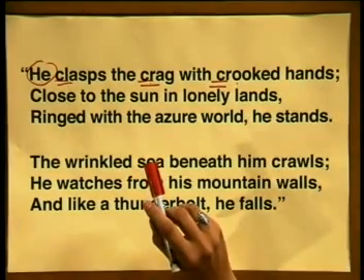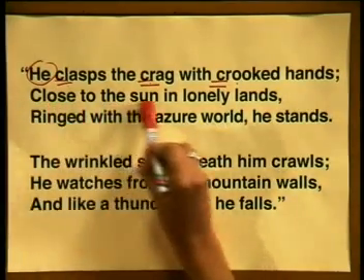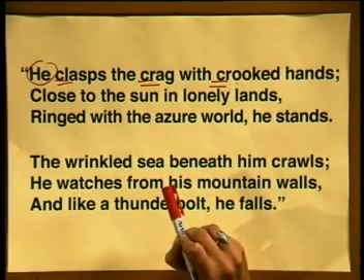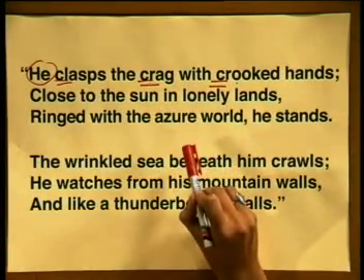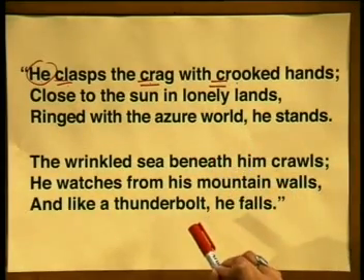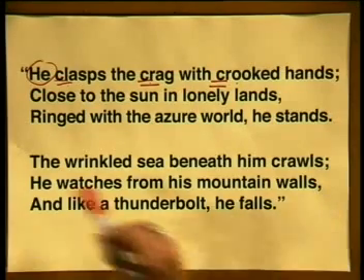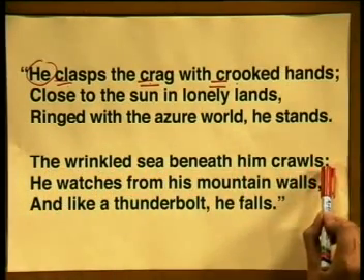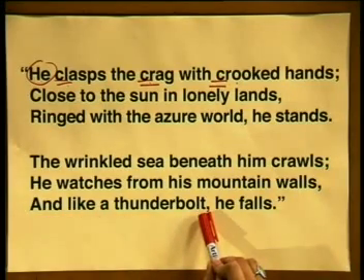Now I want you to look at the rest of the poem and think about in what other poetic ways the eagle was represented here. Look at the eagle's power as it is presented in close to the sun, and also look at the use of the word azure. Azure is a very unusual word to use for blue. Notice the comparisons the poet makes in the following sentences. The wrinkled sea beneath him crawls, and like a thunderbolt. The ocean lies below the eagle, accentuating its power, and then it is compared to lightning, quick and powerful.